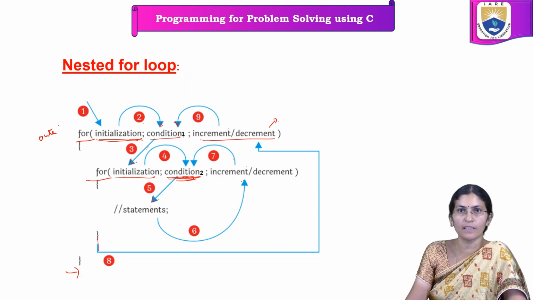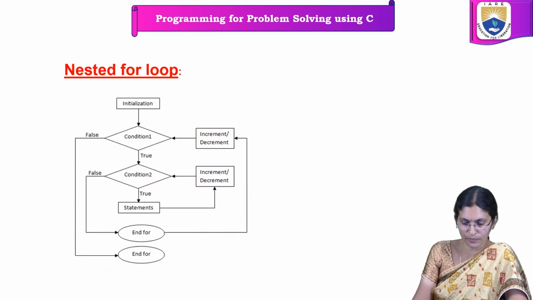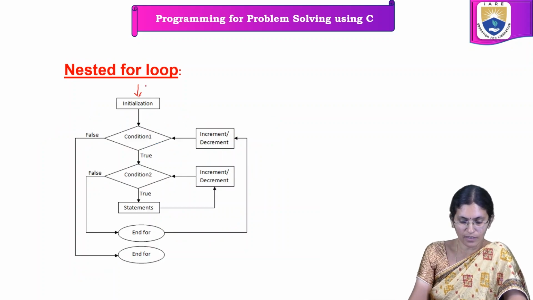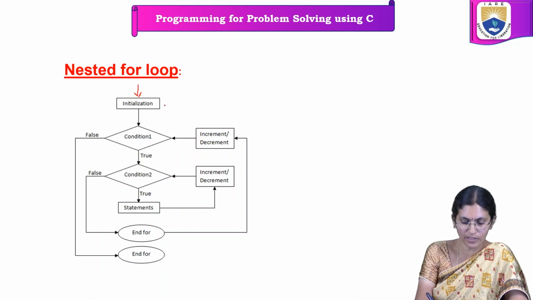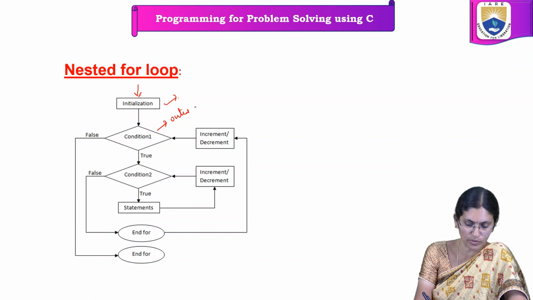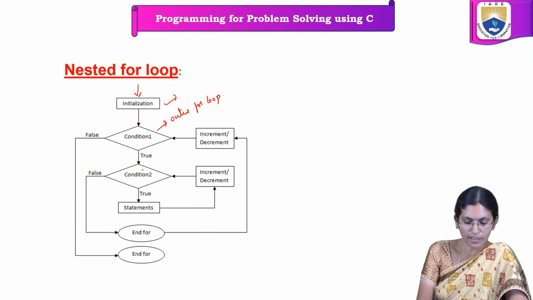Now let us see one example for this. But before going to the example, let us see the flowchart for this. So here you can see the flowchart. The first one is initialization. Next, condition 1 is checked, that is in the outer for loop. So condition 1 for the outer for loop is checked. If it is true, then condition 2 is checked.